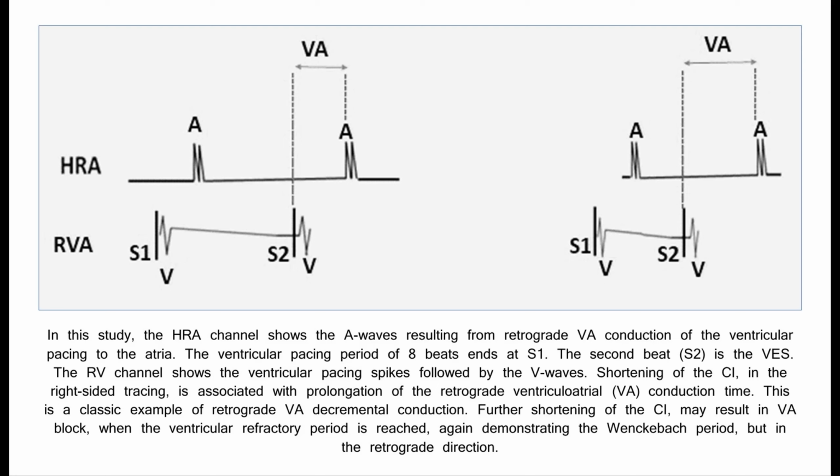Shortening of the CL, in the right-sided tracing, is associated with prolongation of the retrograde ventriculoatrial, VA, conduction time. This is a classic example of retrograde VA decremental conduction. Further shortening of the CL may result in VA block, when the ventricular refractory period is reached, again demonstrating the Wenckebach period, but in the retrograde direction.